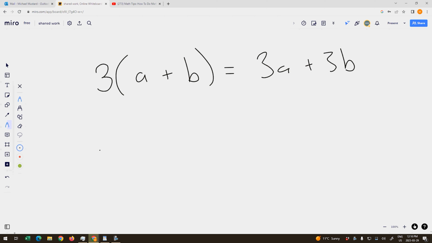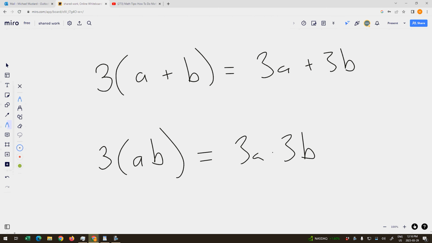Now, students who get that then sometimes ask me, well, if I've got 3 times ab, then in that situation, do I then go 3a times 3b? And the answer, of course, is no. You don't distribute in that situation. And students are often wondering why that is.